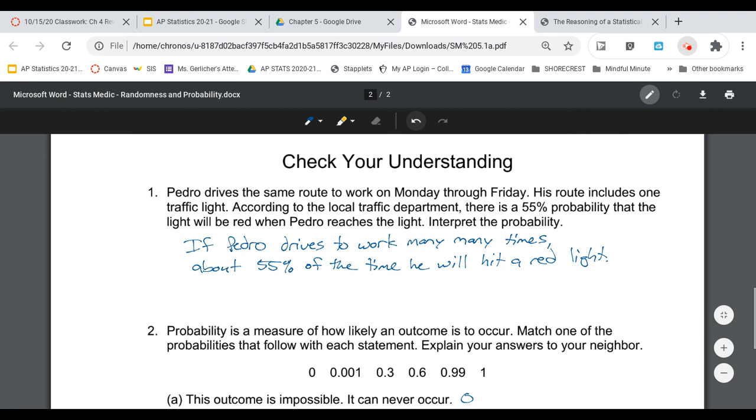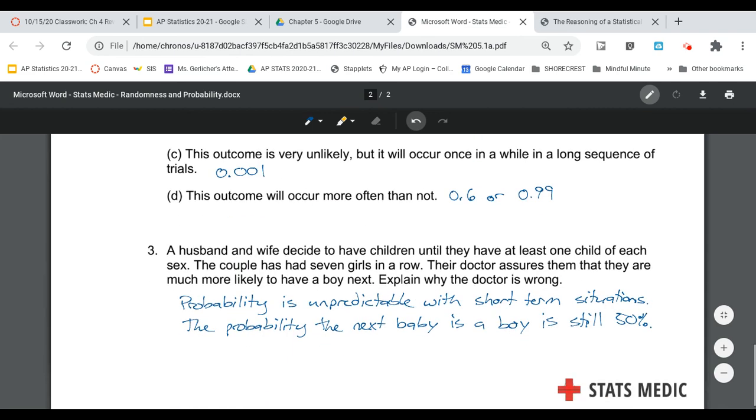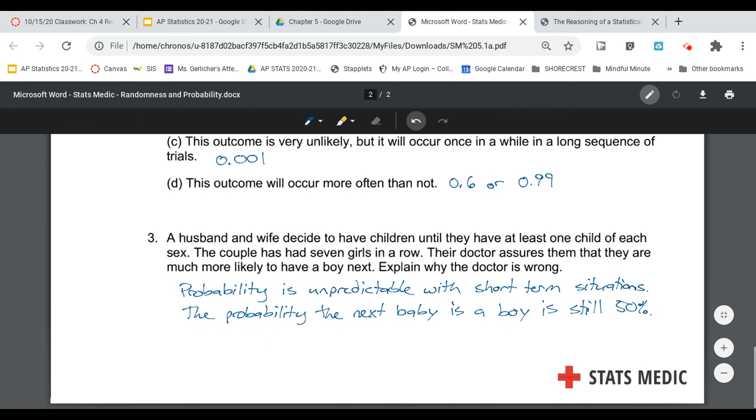Okay, so here's a check your understanding. So number 1 is practicing that interpretation. If Pedro drives to work many times, about 55% of the time he will hit a red light. Then moving on to some of the probability numbers. 0 means the outcome is impossible. 1 means it's certain. Very unlikely is close to 0, so 0.001. And then more often than not, that means it's some number bigger than 0.5, bigger than a 50-50 chance. So 0.6 or 0.99 work. And then the last one, probability is unpredictable for short-term situations. The next baby, the probability doesn't say anything about that. It's still 50-50.